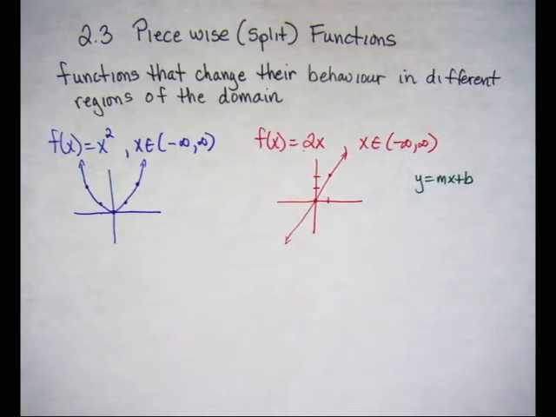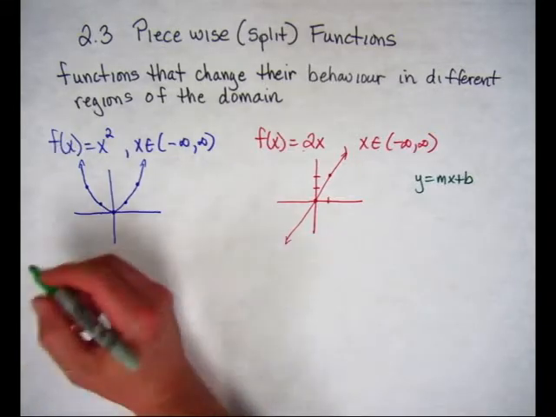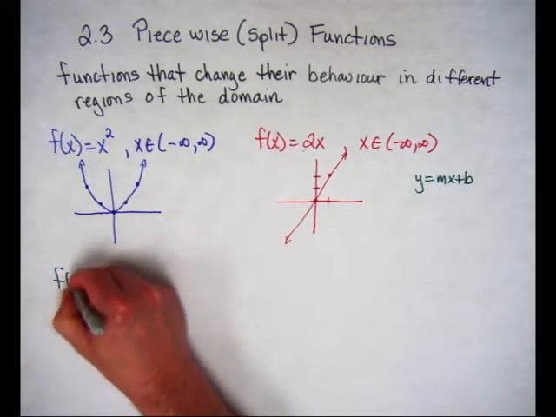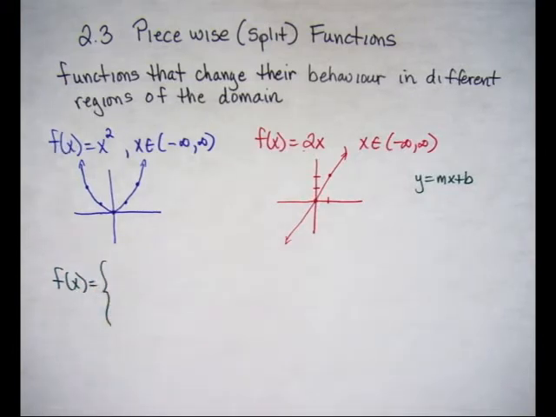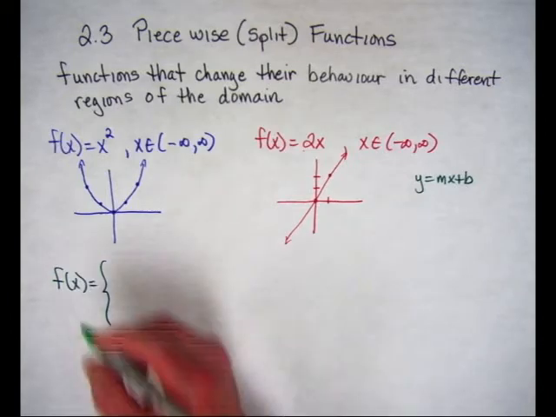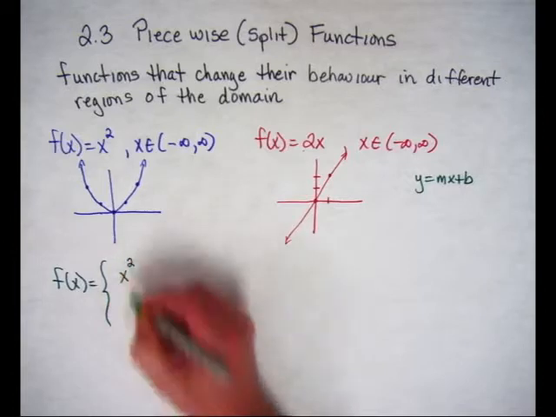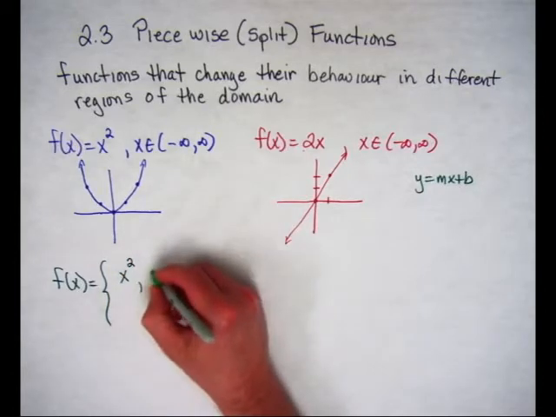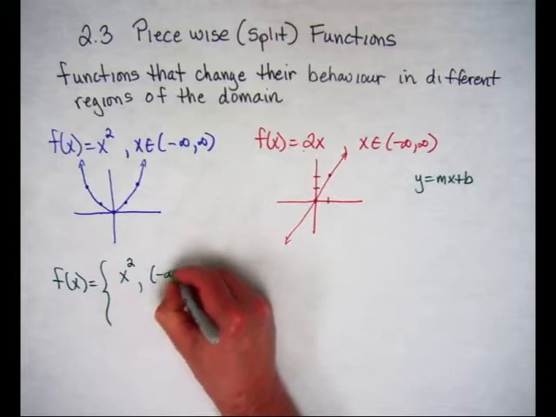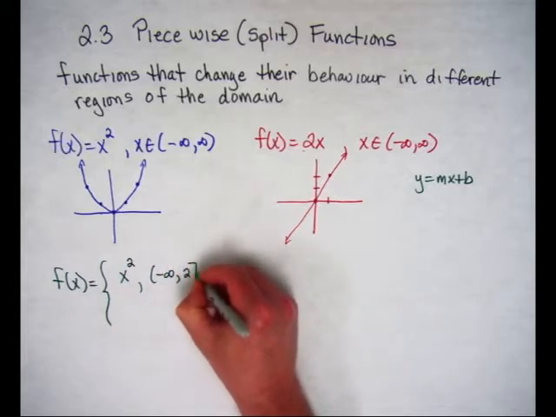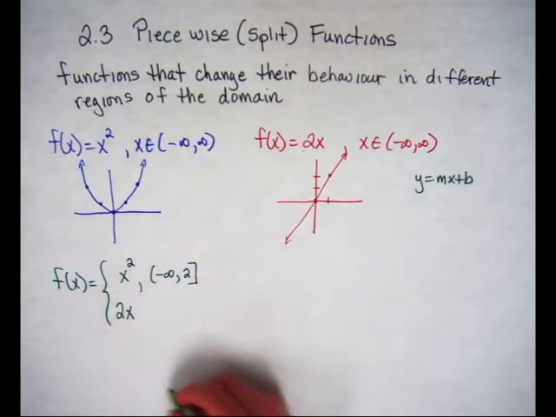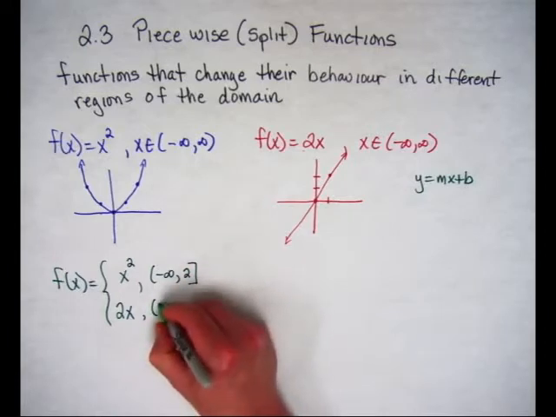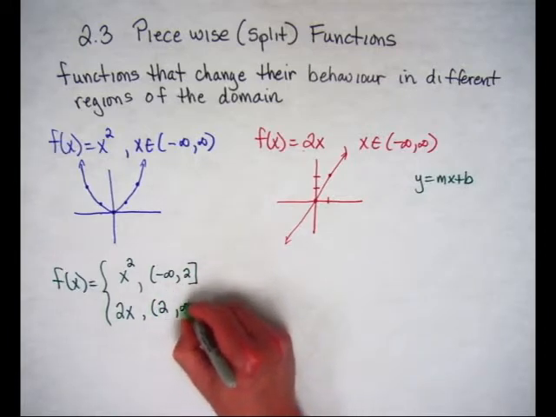So what if the question had said, instead of graphing each of those individual functions over the domain of real numbers, what if the question had asked us to graph the function f of x equals, and then we open up a brace, and now what if the function behaved differently depending where you are in the domain? What if the function behaved as if it was the function x squared, but only for values of x from negative infinity up to the number 2 and including the number 2? And what if the function behaved as if it was the linear function 2x, starting at just past 2 and all the way up to infinity?